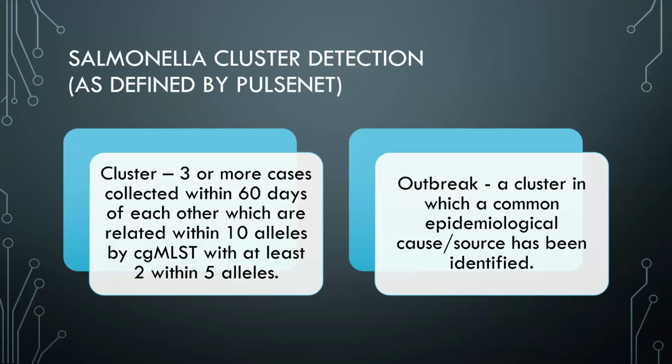An important distinction between a cluster and an outbreak is that an outbreak must have a common epidemiological source or cause, which is identified. Otherwise, it can only be called a cluster. A cluster is samples that are genetically linked only, and they can't be called an outbreak until you have a common cause.